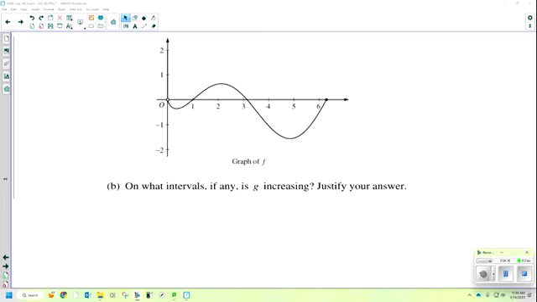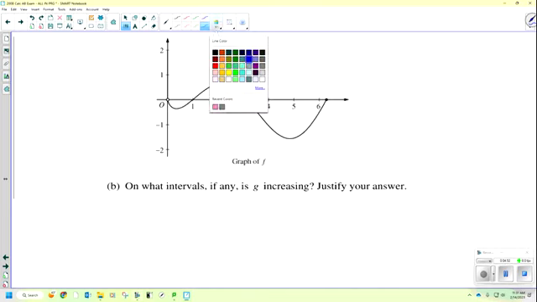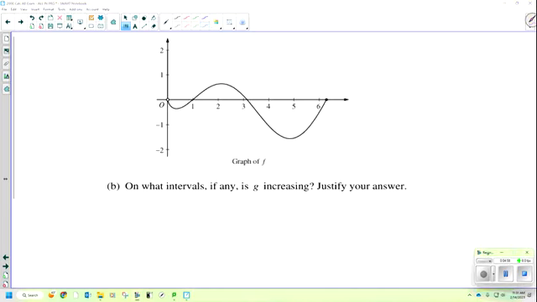4b. On what intervals, if any, is g increasing? Justify your answer. All right. Let's get down to some business here, kids. Let's go pink again because it's Valentine's Day when I'm recording this. On what intervals is g increasing? All right, so let's think. In order to find out whether g increases or decreases, I really need to look at the first derivative of g. I need to look at the slope, right? If it's greater than 0, that means it's increasing. If it's less than 0, that means it's decreasing.